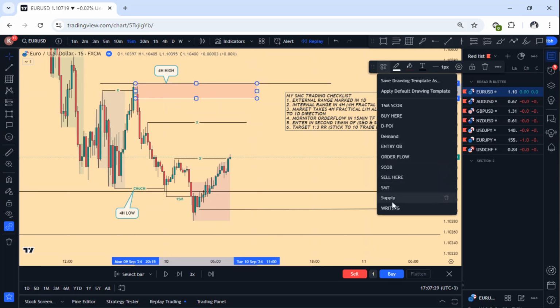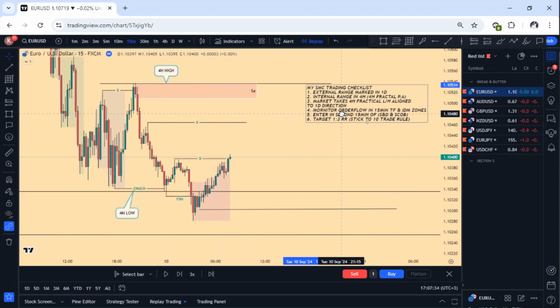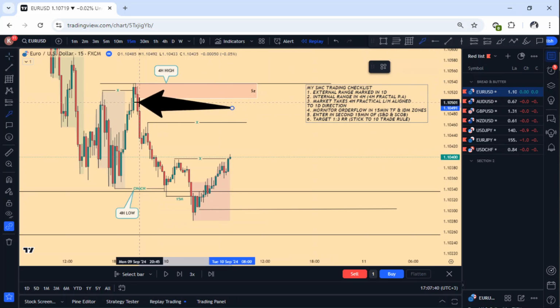So I'm expecting to see price react off this supply zone, and then we take out this low, or it reacts off this fair value gap. This is a high probability fair value gap. It is not a must. This is a high probability fair value gap. So I watch the market plays out.